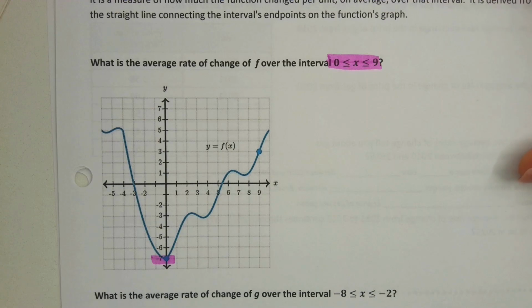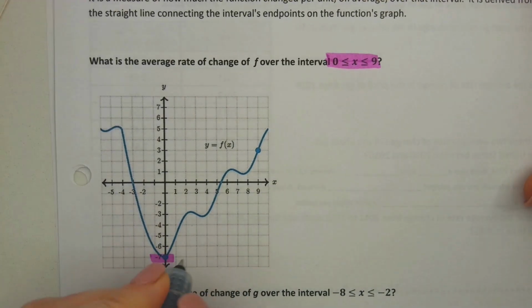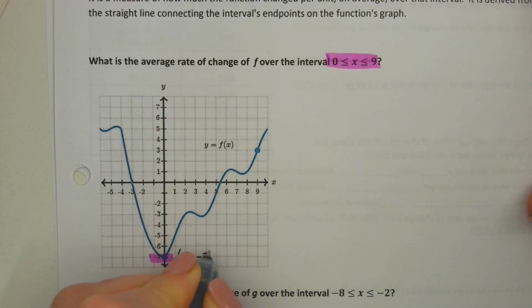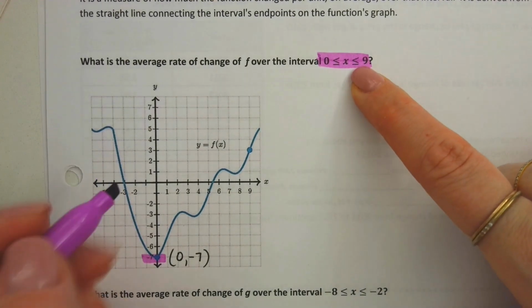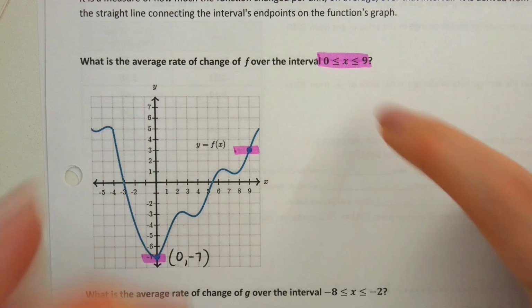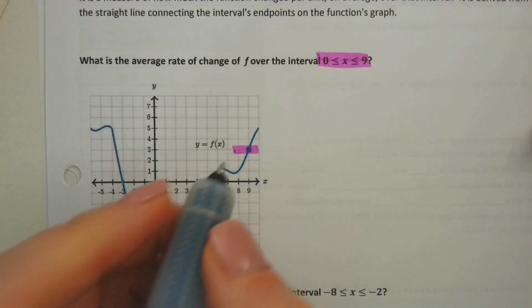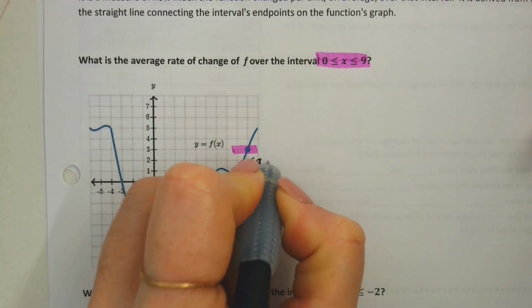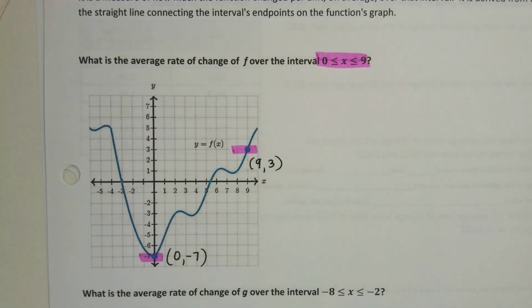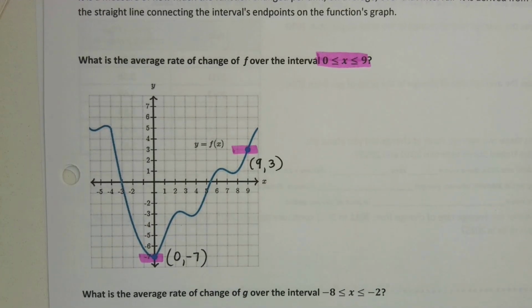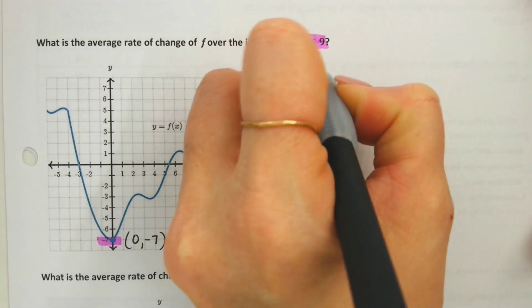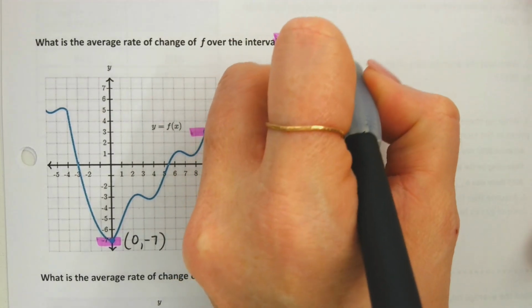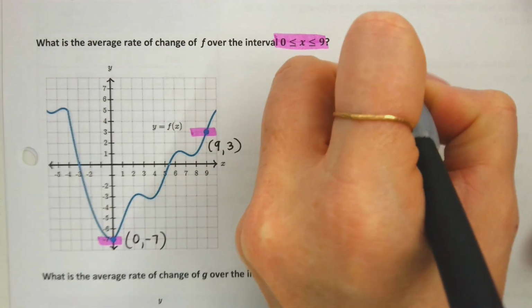What ordered pair is that? 0 what? 0, negative 7. Good. And then I'm going to go look for when x is 9. That's the end of the interval. That's the one over here. And what ordered pair is that? 9, 3. Very good. So we need to find the average rate of change between these two. So I'm going to take those two and write them down just like how you normally would for slope. 9, 3.